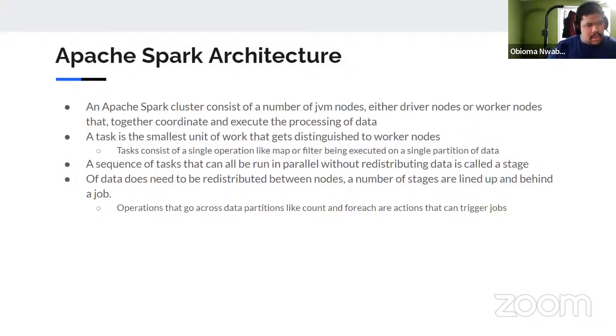Operations that go across data partitions, things like count, things like foreach, as long as they're happening across partitions, are actions that will happen on the job level, whereas something like map or filter will happen on the task level, and then combinations of those smaller tasks combine to make a stage, a job.